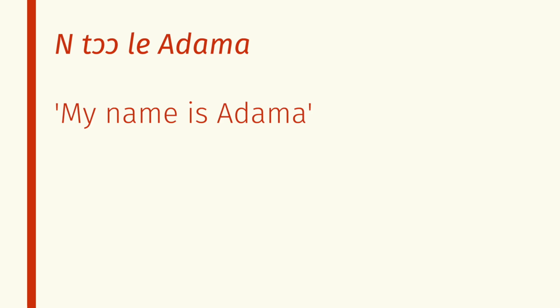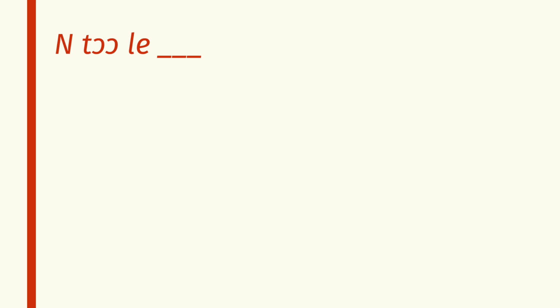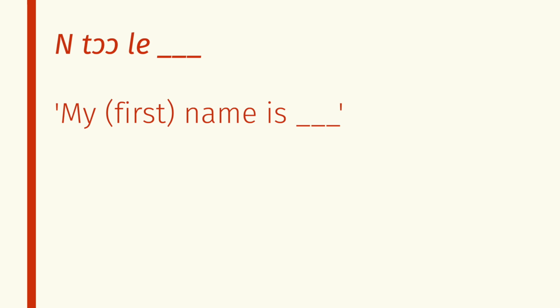Nto Coleman. In some cases, you may hear people insert le after to. For instance, nto le Adama, meaning my name is Adama. In this circumstance, le is what linguists call a topicalization particle. It adds emphasis or stress to the word that follows it. It's not required, but some people use it systematically. The equivalent of my name is can therefore be summarized as follows: nto le, meaning my first name is.